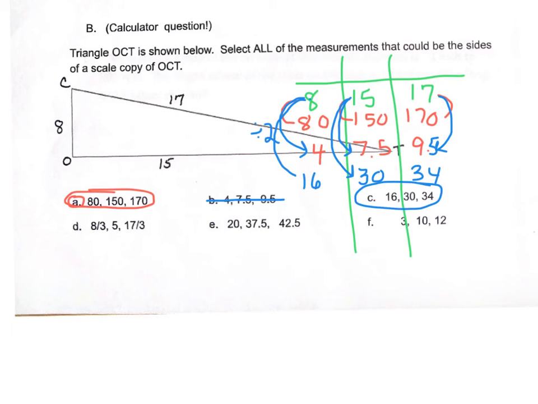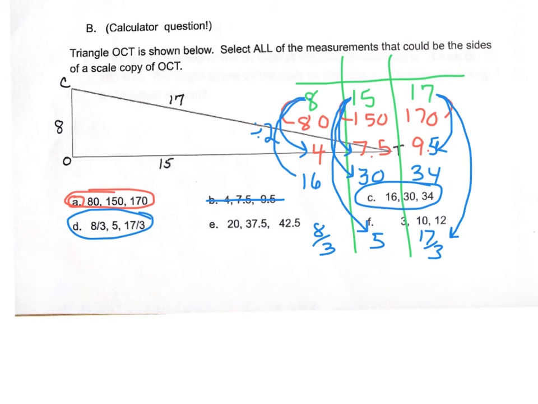All right, we'll take this next one, the 8/3, 5, and 17/3. How do I go from 8 to 8/3? Well, actually, all I have to do to go from 8 to 8/3 is divide by 3, right? 8 divided by 3 would be 8/3. And now if I look over here, 17 divided by 3 is 17/3. Okay, is the same thing true of that 15? 15 divided by 3, yeah, that's 5. So that makes this also a possible scale copy.